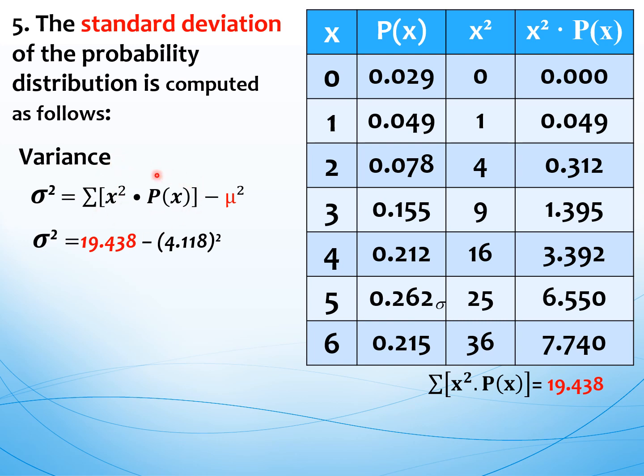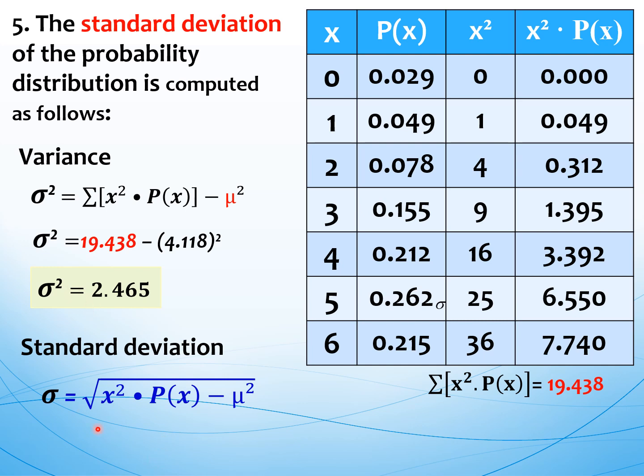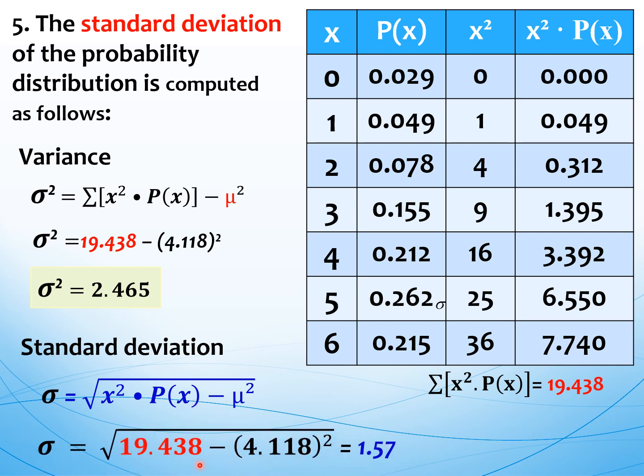So we already have the value of this one, 19.438, minus the mean from item number 4, 4.118 squared. Therefore we have the variance of 2.465 and the standard deviation as the square root of this one, or the square root of the summation of x squared multiplied by p of x minus the mean squared. So substitute the given data. Therefore we have the standard deviation of 1.57. So we've answered all the required data from question 1 to 5.